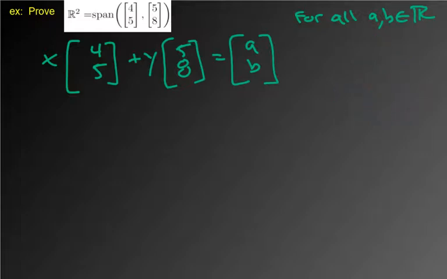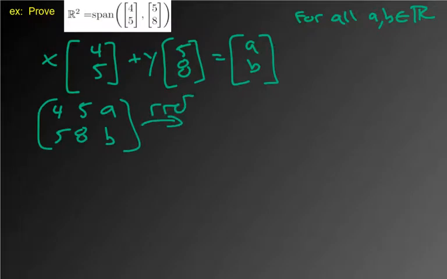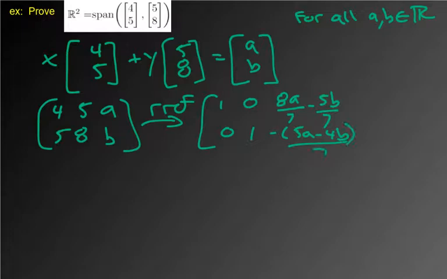But the way you actually prove it is what I'll go through here. So I'm going to make a matrix, like I was talking about previously. So [4, 5 | a], [5, 8 | b], and I'm going to RREF the thing. If you do that, I did it before, and I got 1, 0, (8a minus 5b) over 7. And then I got 0, 1, and then the negative of (5a minus 4b) over 7.